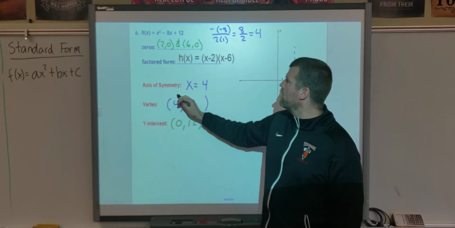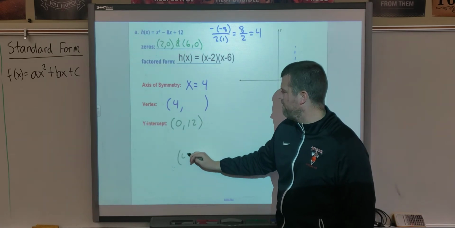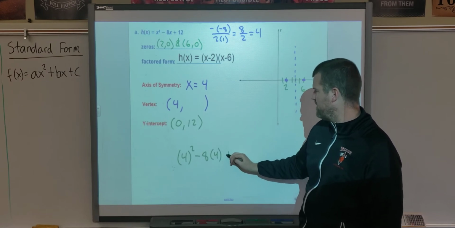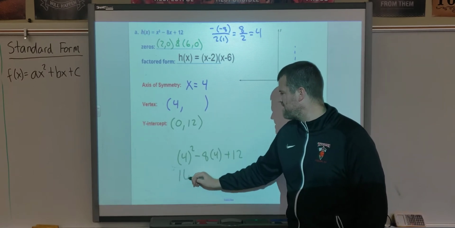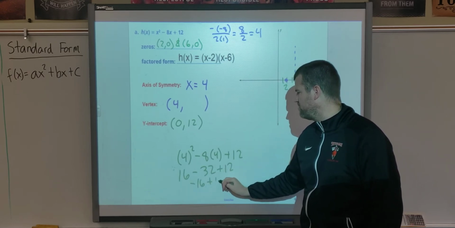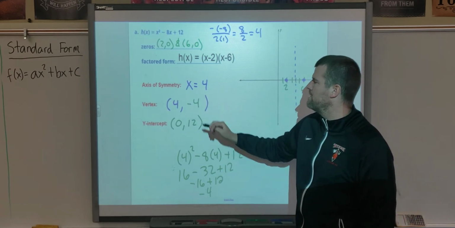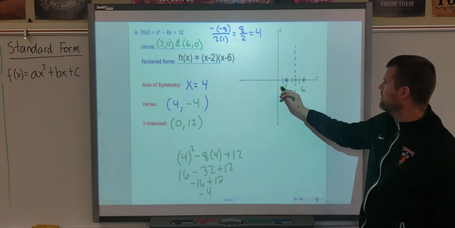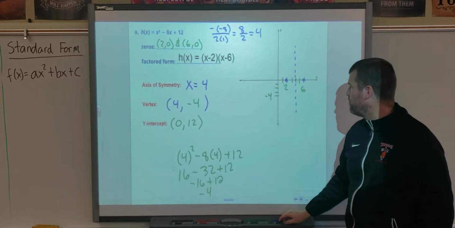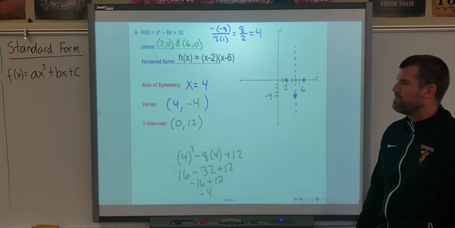So I'm going to take 4, I'm going to plug it in for x and x. So I get 4 squared minus 8 times 4 plus 12. That gives me 16 minus 32 plus 12, which is negative 16 plus 12, which is negative 4. So my vertex is at 4, negative 4. So I can go down to 1, 2, 3, 4, negative 4. And put that point on the graph, positive 4, negative 4. That's my vertex.